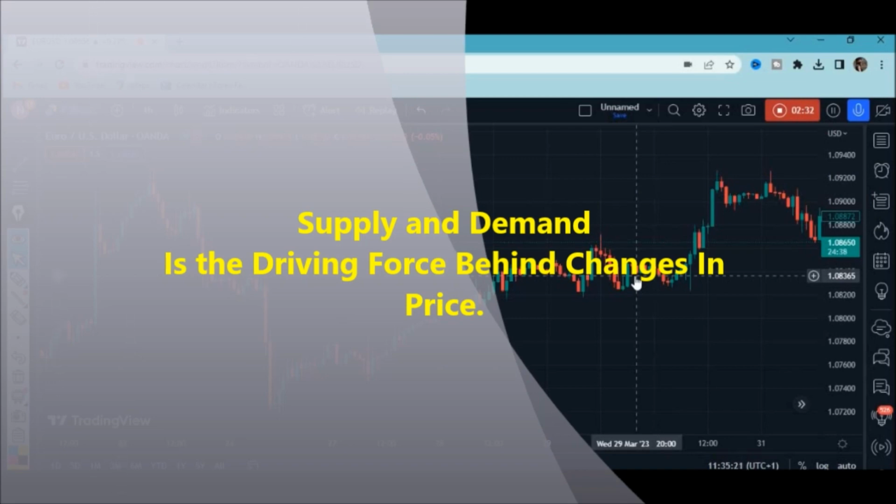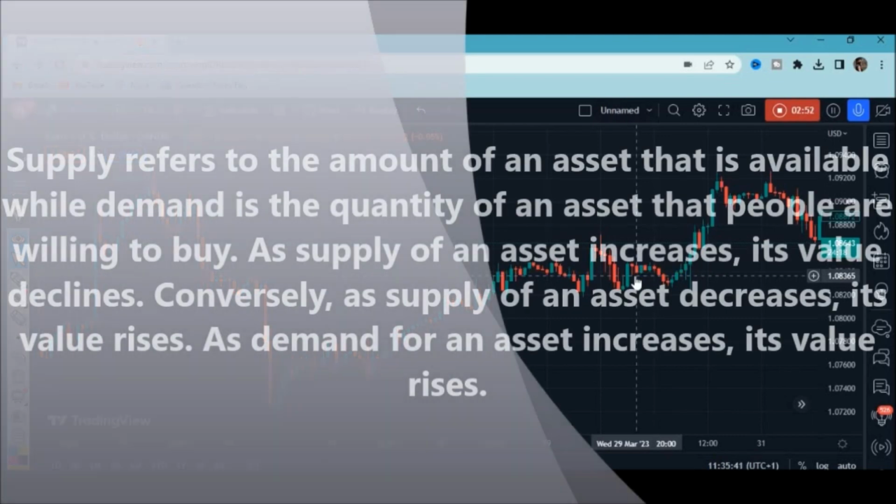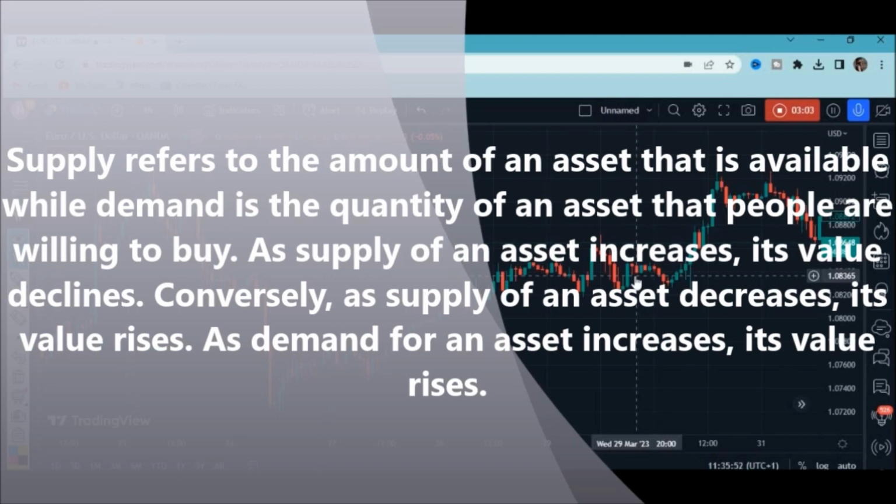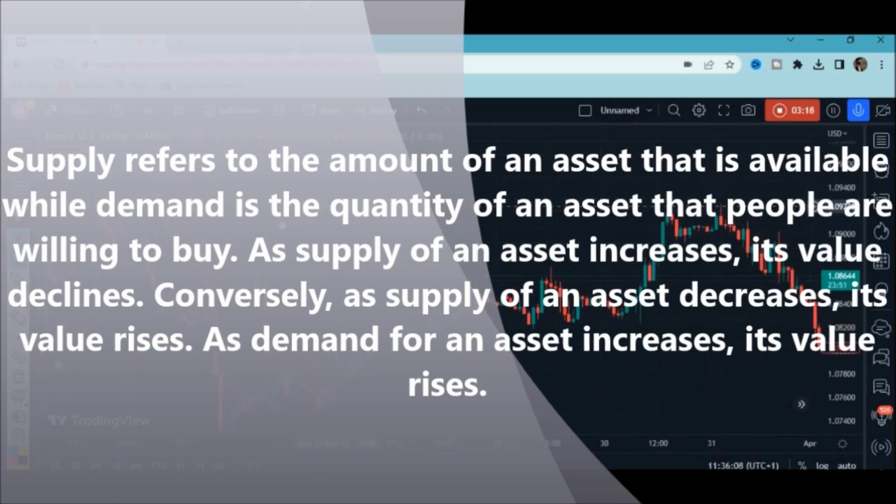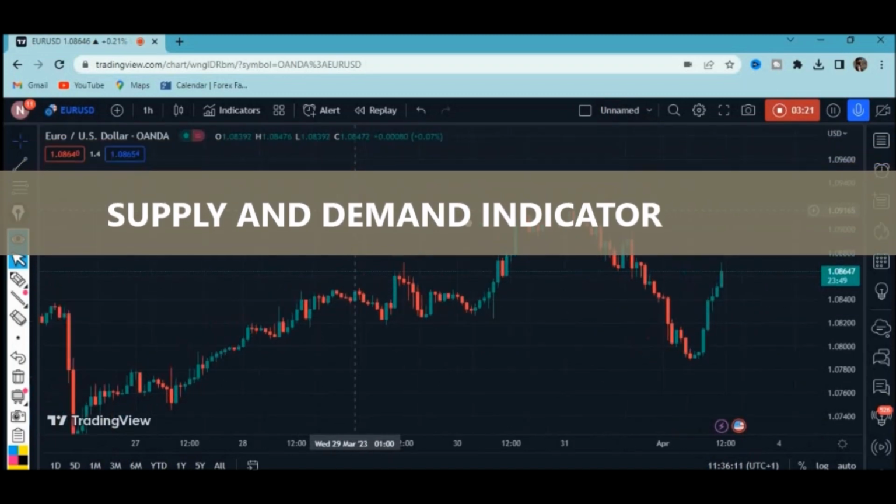So when there are more buyers than sellers, the market will rise. Conversely, when there are more sellers than buyers, the market price will move down. And when buyers and sellers are more or less even, the market will definitely range. As well, supply refers to the amount of an asset that is available, while demand is the quantity of an asset that people are willing to buy. As supply of an asset increases, its value declines. Conversely, as supply of an asset decreases, its value rises. And as demand of an asset increases, its value rises. Okay, so when you understand the whole concept about supply and demand, it will basically be easier for you to trade using supply and demand.